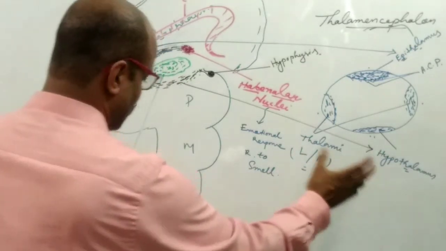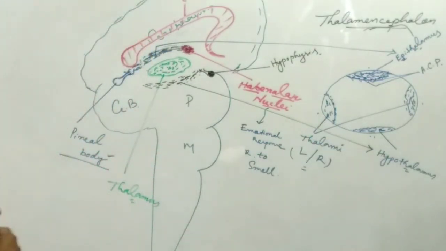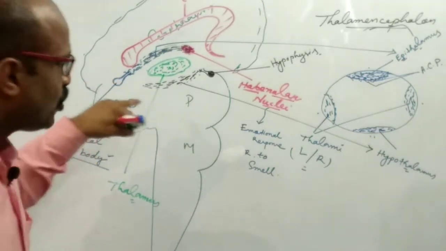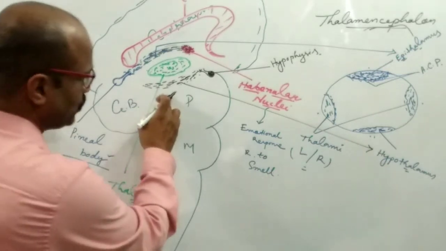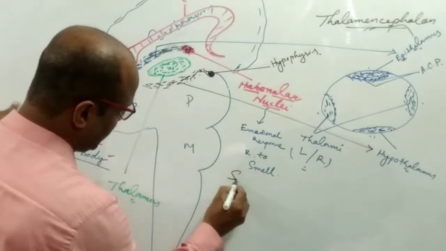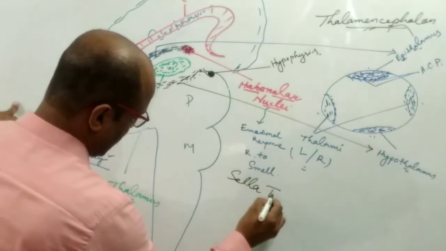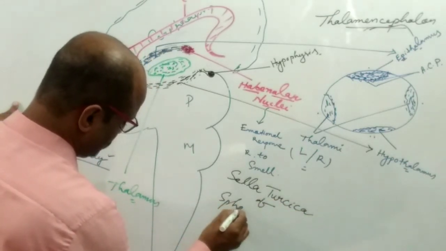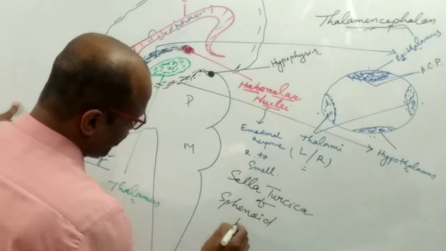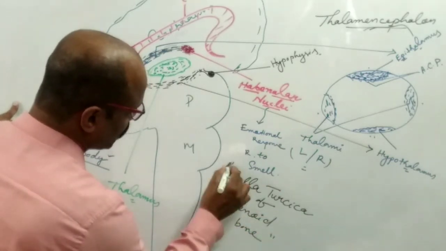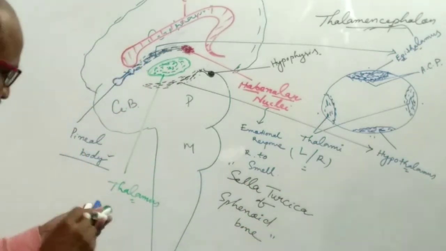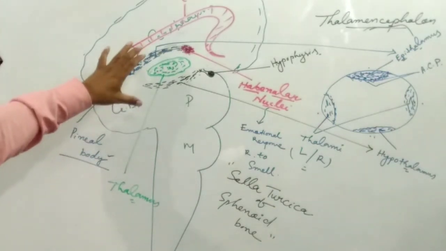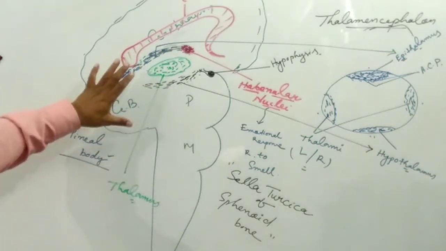So the hypothalamus is protected by the sella turcica of the sphenoid bone of the skull. The hypothalamus, which is present below the thalamus, is protected by the sella turcica of the sphenoid bone.